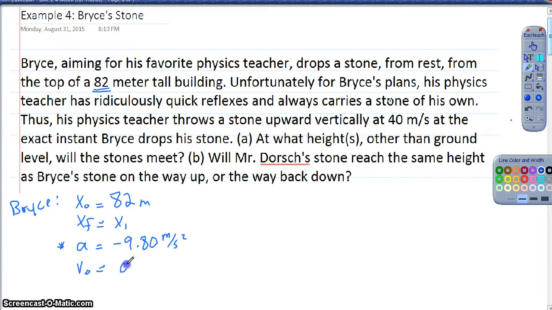So then the initial velocity is 0 because it was dropped, it's not moving, and then the time I don't know, but I'll just call that t1 or what have you. Call it whatever variable you want. But I know that the time that it takes for the stone to fall will be the same as the time that it takes for the stone to be thrown upward.